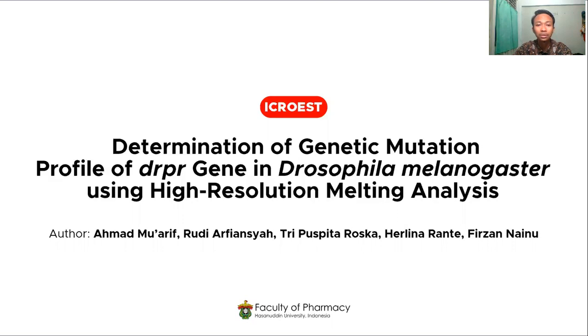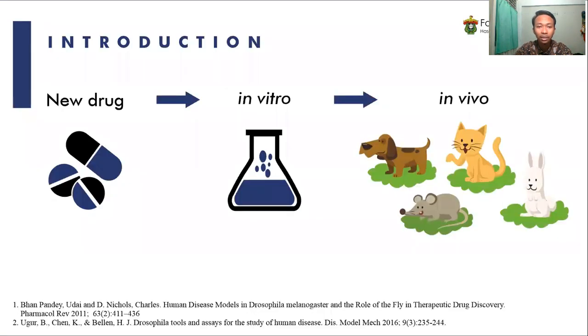Today, I would like to present our research about determination of the genetic mutation profile of the Draper gene in Drosophila melanogaster using high-resolution melting analysis. We know that the process of drug discovery begins by identifying the target protein, looking for chemical compounds, and optimizing these prospective compounds. The common approach usually used was an in vitro study and then continuing to an in vivo study using wild-type animal models such as rats, mice, and rabbits.